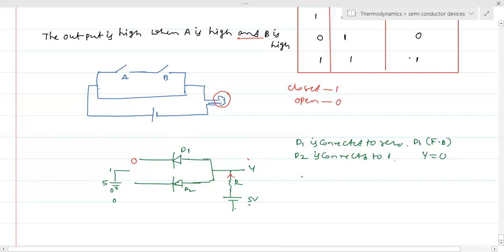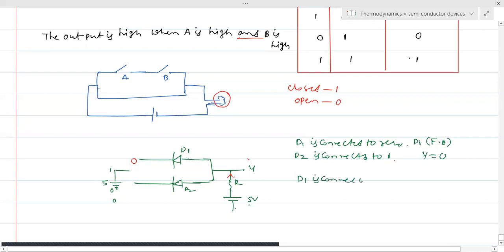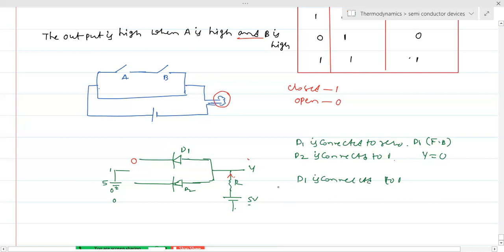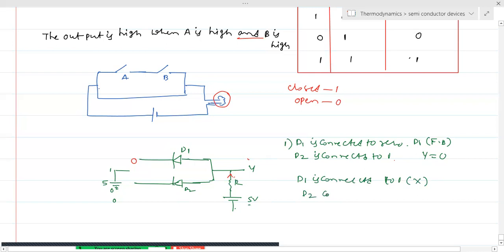Suppose I am taking the second example. Suppose D1 is connected to 1. Here also you can understand that, as in the first case, when D2 is connected to 1, meaning 5 volts, it is in reverse bias, so D2 does not work. Here D1 is connected to 1, so it will not work, and D2 is connected to 0.